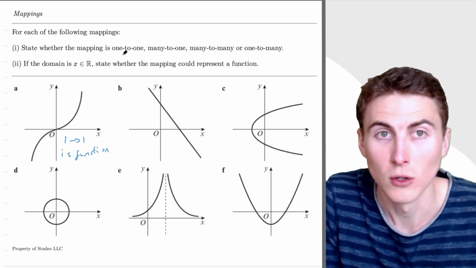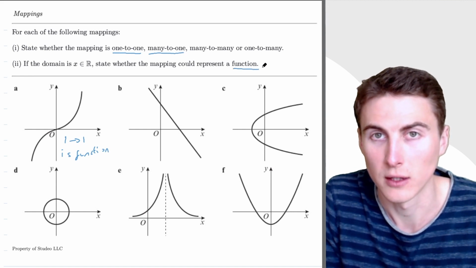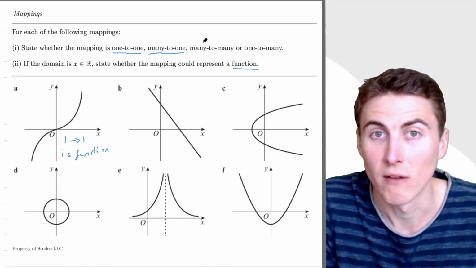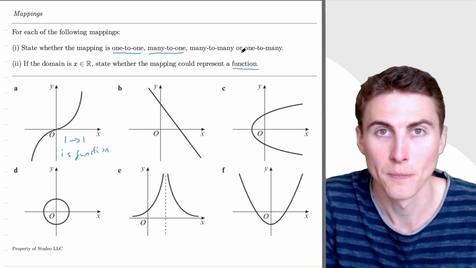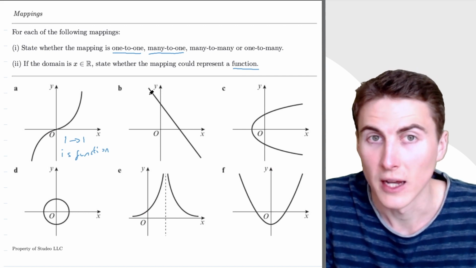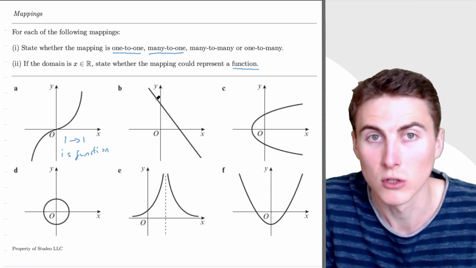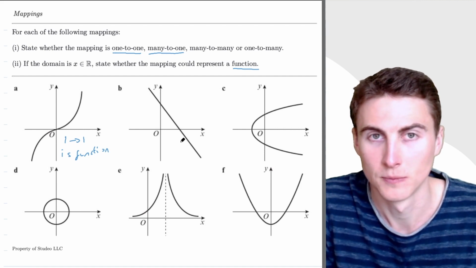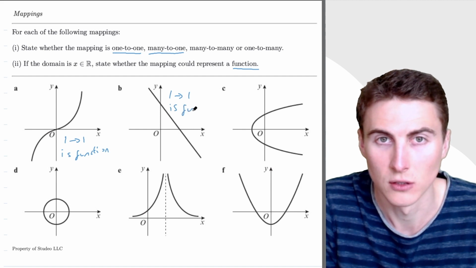The important thing to remember overall is that one-to-one mappings and also many-to-one mappings both count as functions. Whereas many-to-many and one-to-many mappings are not functions. That's the main thing to remember. If we look at this one, again we can see every single x value, whether I pick this one, this one, this one, this one, or this one, they all correspond to one y value. So this one is also a one-to-one mapping, and it is a function.